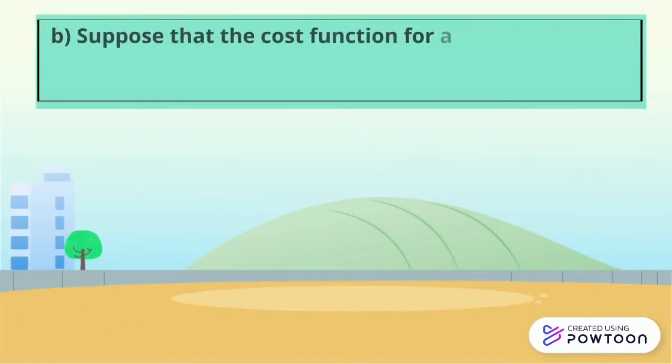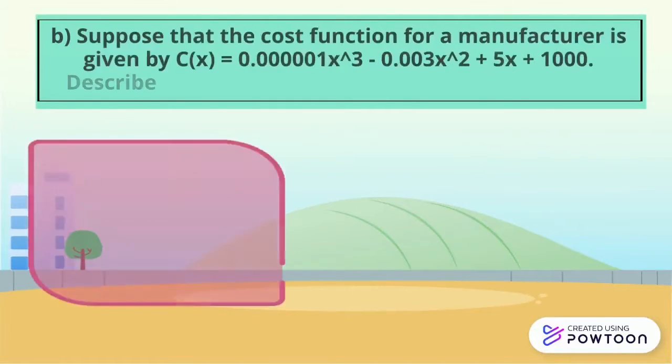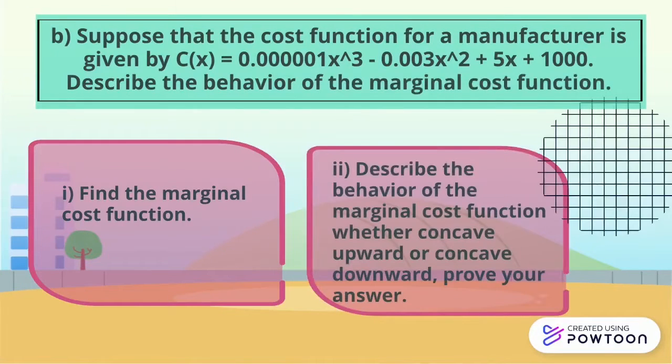Then we move to part B. In this question, the cost function for a manufacturer is given. We need to find the marginal cost function and describe its behavior, whether concave upward or concave downward.